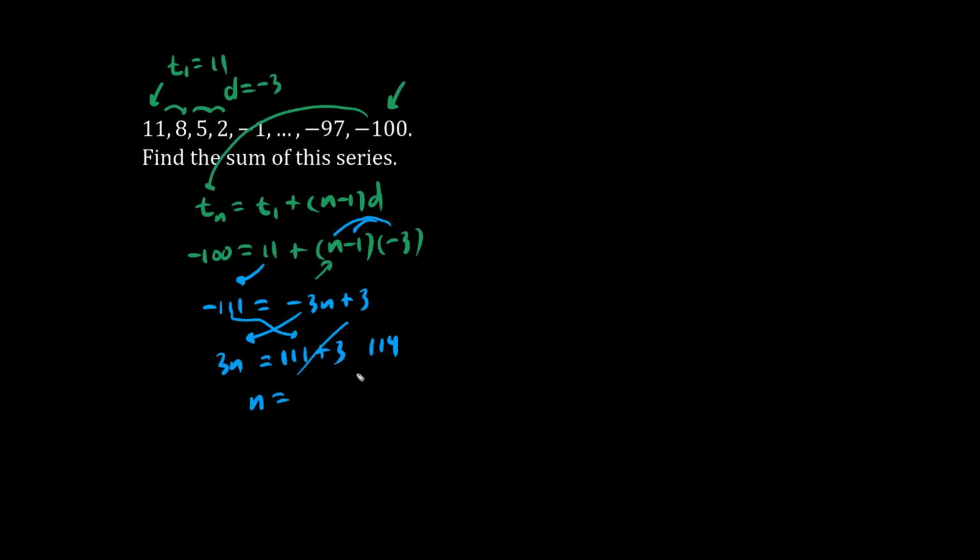We divide by 3 to solve for n. 114 divided by 3 is 38. So n equals 38. We can now use the Sn formula, which is n over 2, (t1 plus tn). N happens to be 38. So the sum of 38 terms is 38 divided by 2, (t1 plus tn). t1 is 11, and tn is -100.